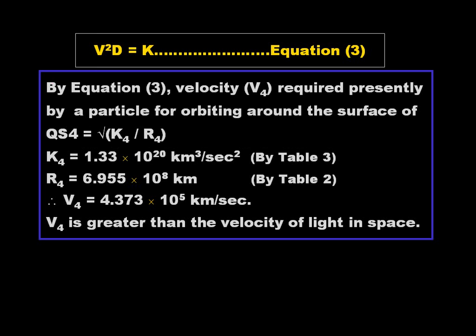By equation 3, velocity v4 required presently by a particle for orbiting around the surface of QS4 is root k4 by r4, where k4 is 1.33 into 10 to the power 20 km cube per second square and r4 is 6.955 into 10 to the power 8 km. Therefore, v4 is 4.373 into 10 to the power 5 km per second. Therefore, v4 is greater than the velocity of light in space.